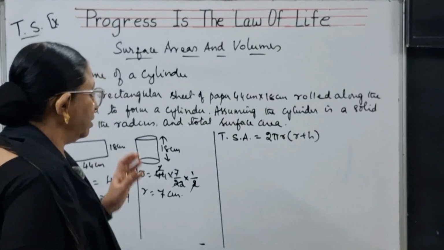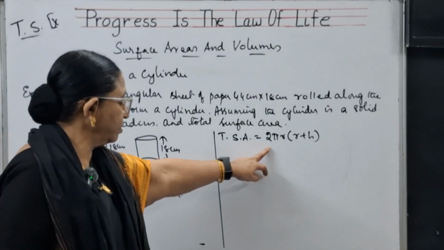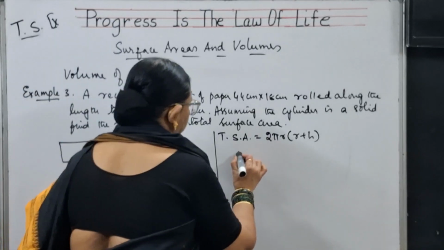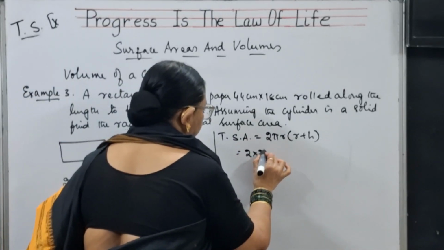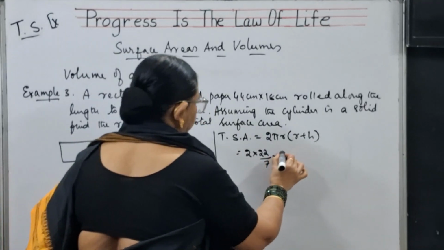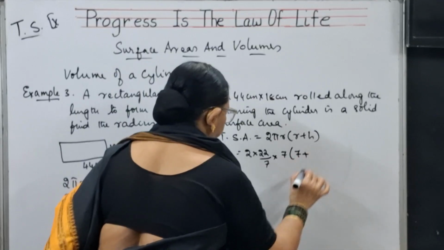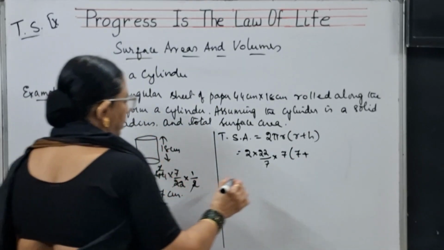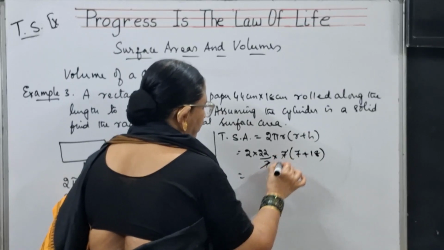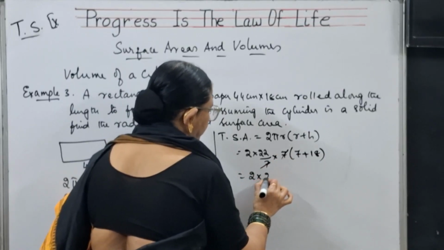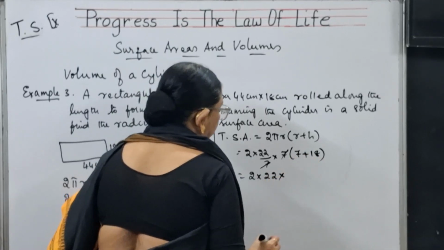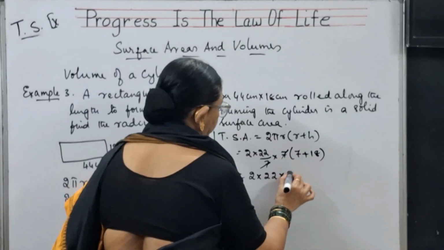Total surface area is the perimeter, this is circumference, into radius plus height, that is 2 into 22 by 7 into what is radius, we have got 7, into 7 plus height. What is the height? 18. So 7 and 7 will get cancelled. 2 into 22 into this is how much? 7 plus 18, 25.